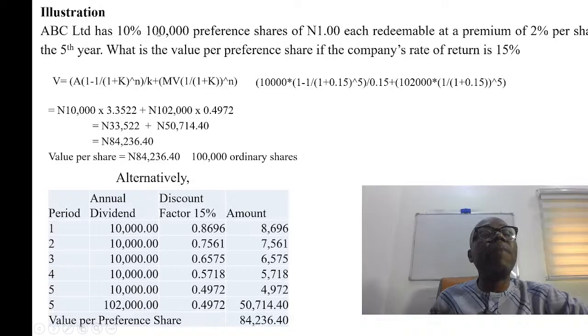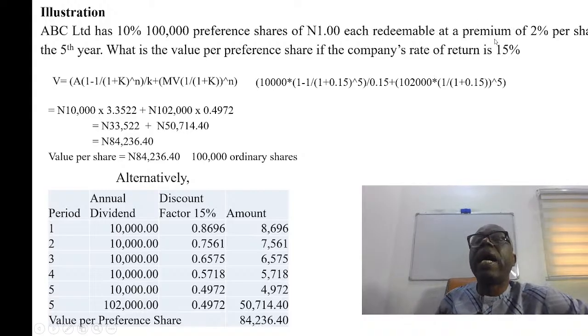How we got it is 10% of 100,000 preference shares. 10% of it is 10,000. That's how we got this 10,000. And also shown how we got 102,000. We said the preference share will be redeemed at a premium of 2%. So this will be 102%. That's what they are going to pay.